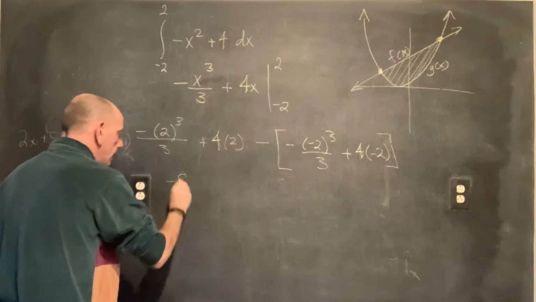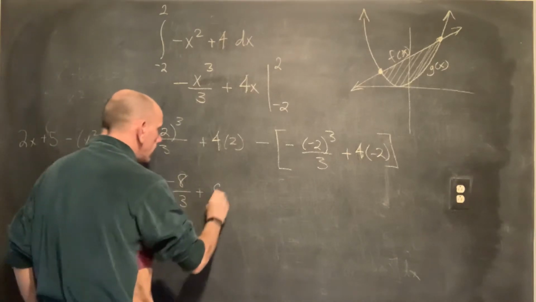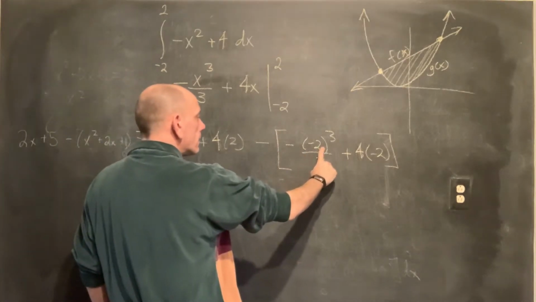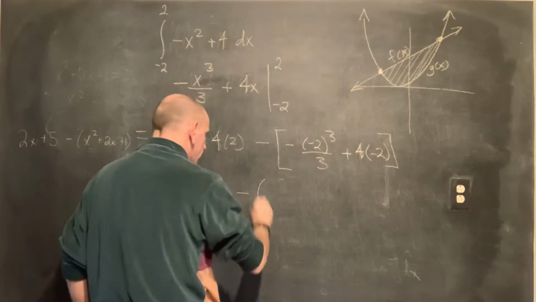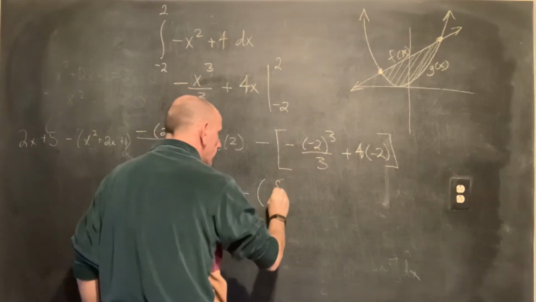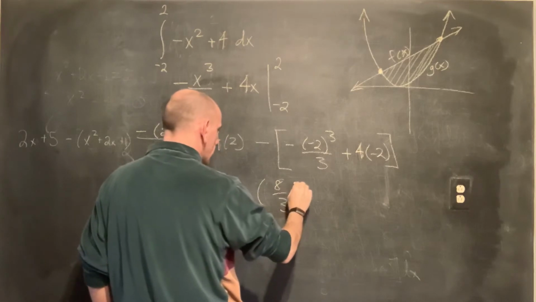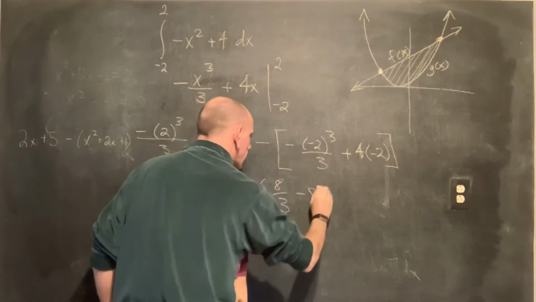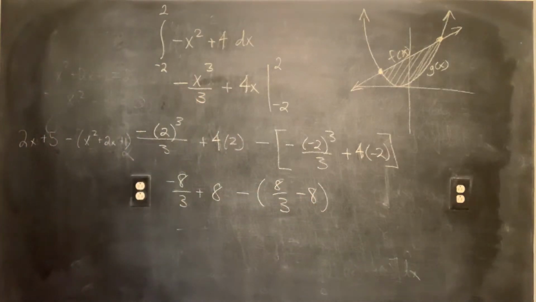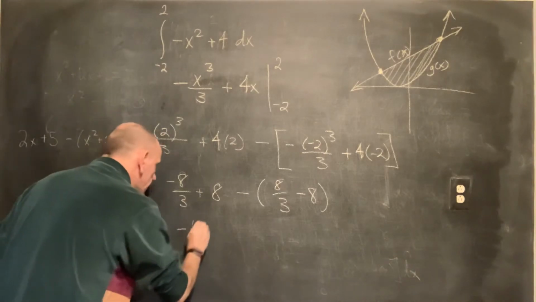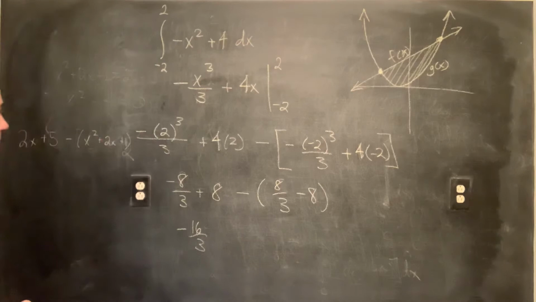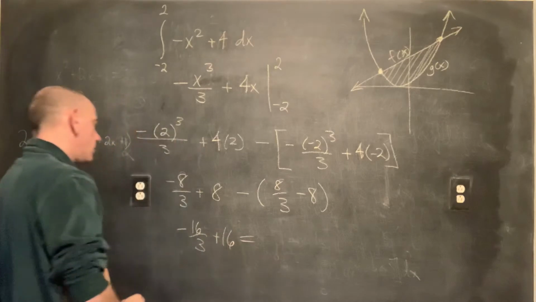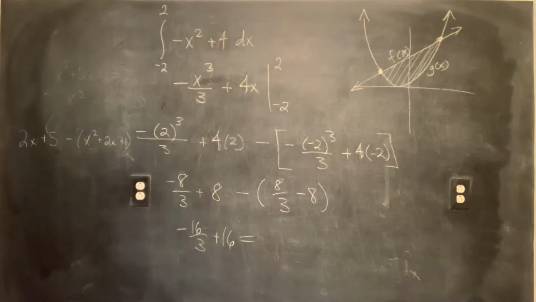This is still going to be negative 8 thirds. This is now plus 8. This is a negative. Minus negative is positive 8 thirds. Minus 8. So let's see, that's minus 16 thirds. And then 8 plus 8 plus 16, that looks better. So how many thirds? 48, 32.